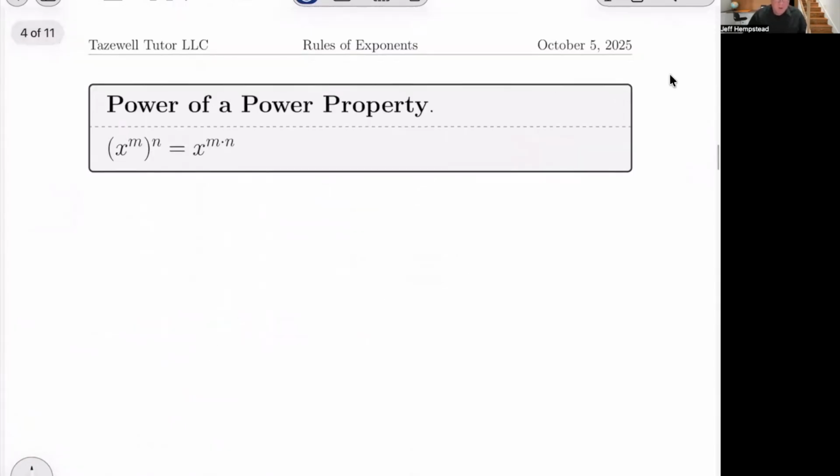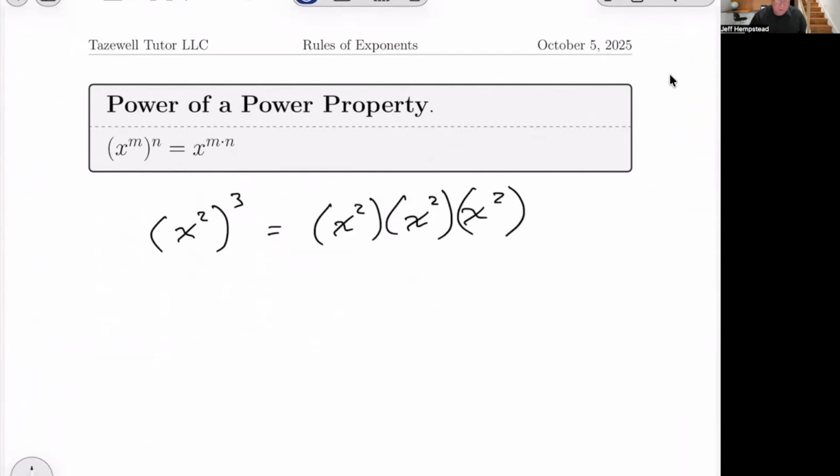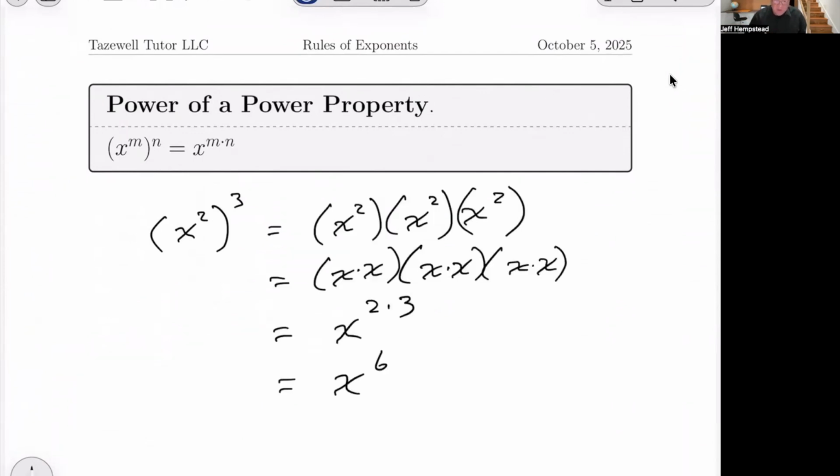We have our power of a power property. If we have a power raised to an exponent, we can multiply those two exponents together. Maybe we have x squared, and that whole thing is used as a factor 3 times. Got 3 of them. There are 6 of those x's.